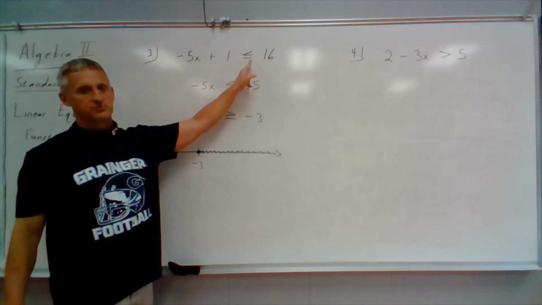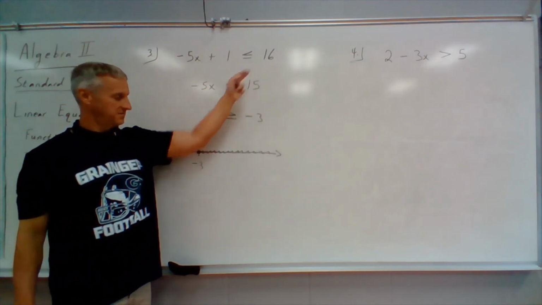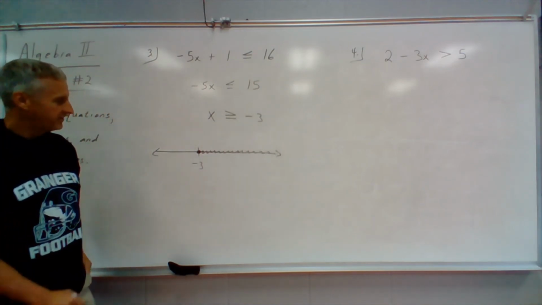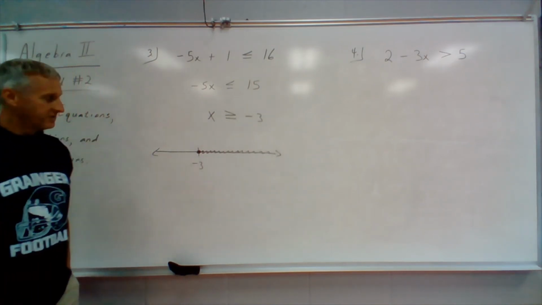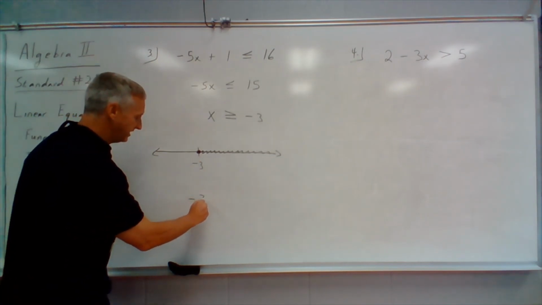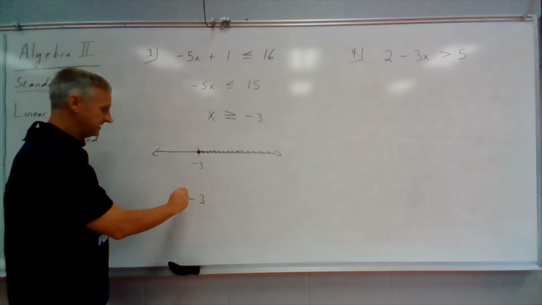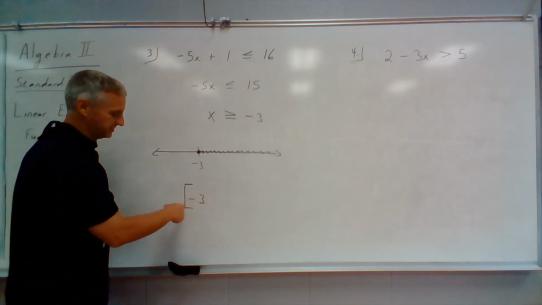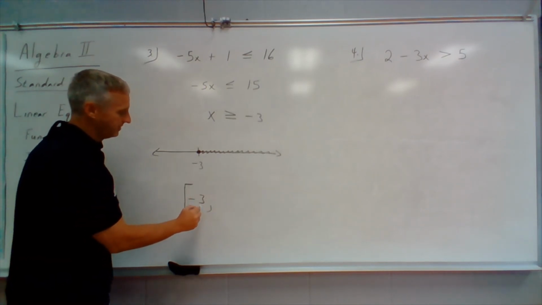Let's write it in interval notation. So my smallest number is negative 3. Negative 3 is included in the solution set, so I use a square bracket. And I'm going to go from there all the way to infinity, which always gets an open parenthesis.